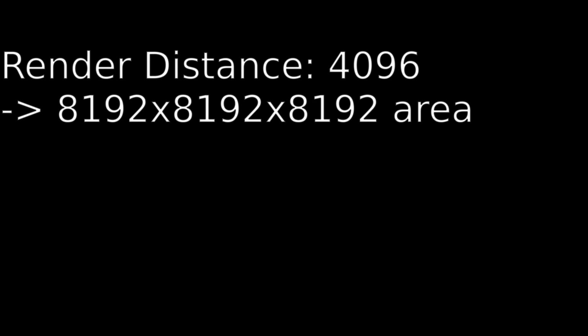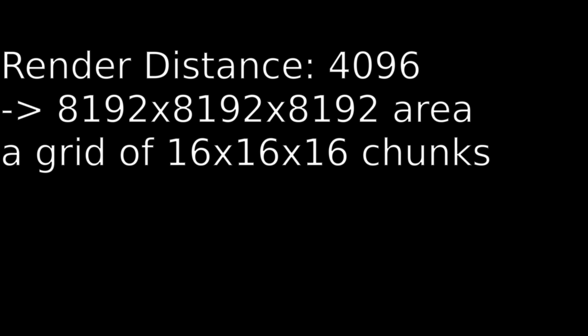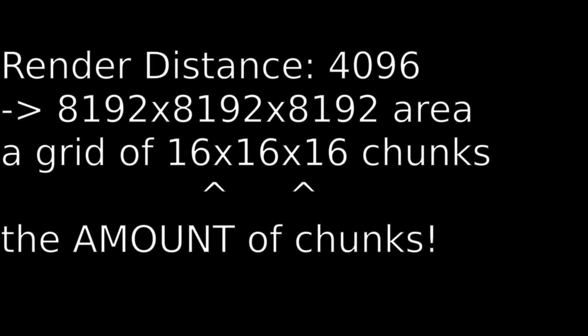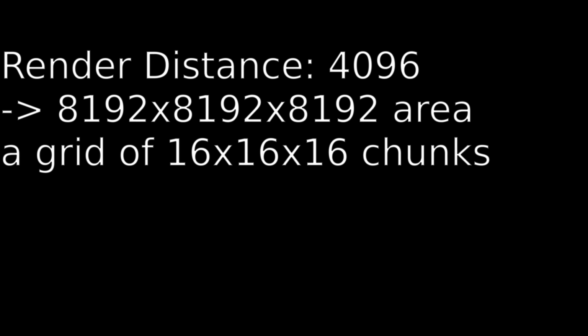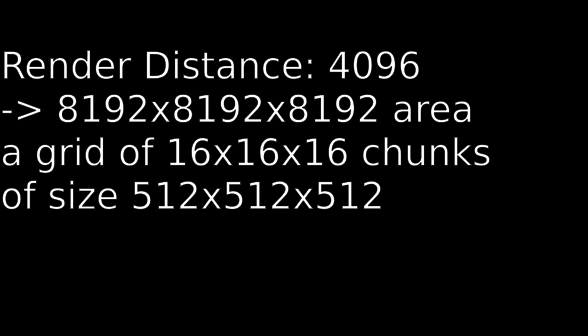So basically, imagine I have the render distance of 4096 units. And so I'll be dividing up a 8192 cubed area into 16 times 16 times 16 chunks. Now that's the amount of chunks, not the size of the actual chunks. And so this would mean that the chunks would be 512 cubed in size, and that would be correct, and that would just completely defeat the purpose of this entire system.